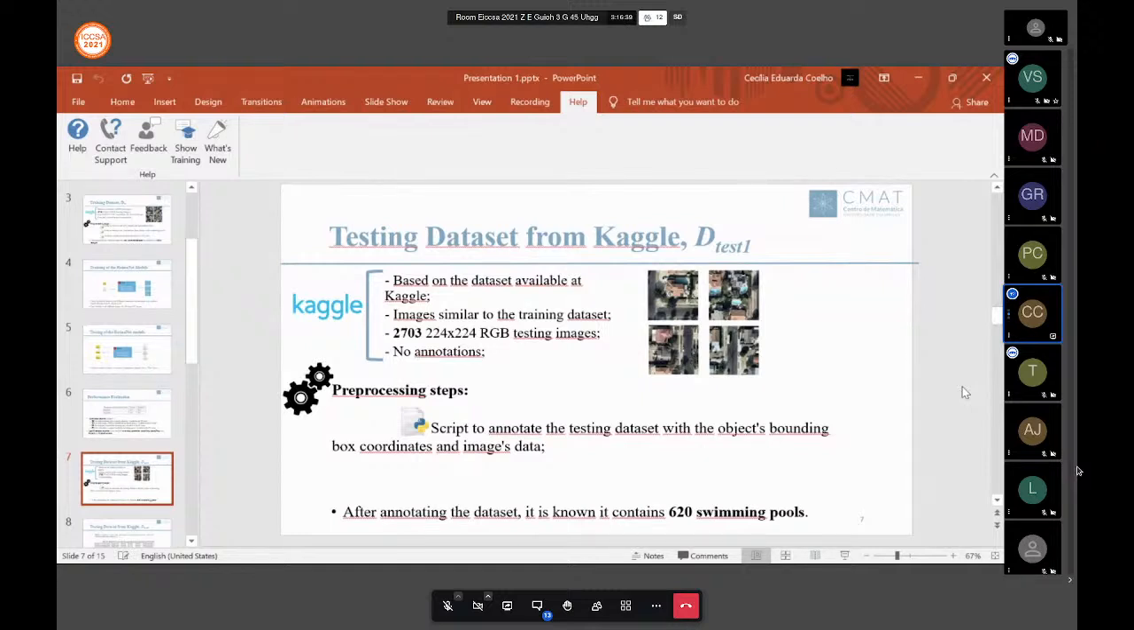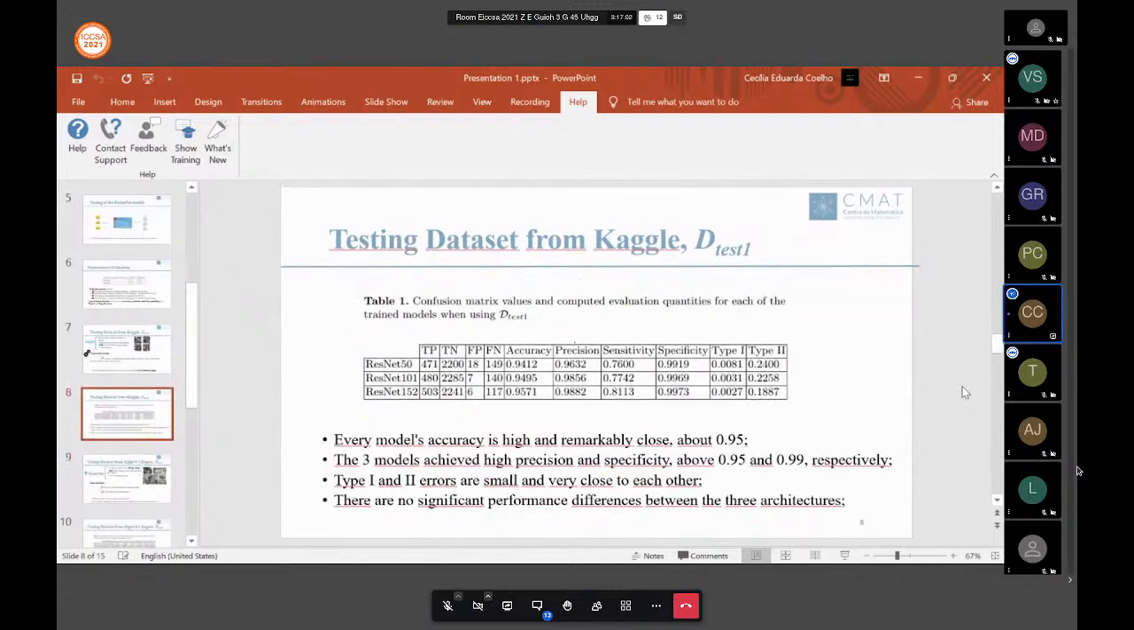as bounding box coordinates, and to extract important information from the images. In the end, we know that the images contain 620 swimming pools. This testing data set was given to the 3 models. We have the results of the confusion matrix entries and the performance metrics in table 1.